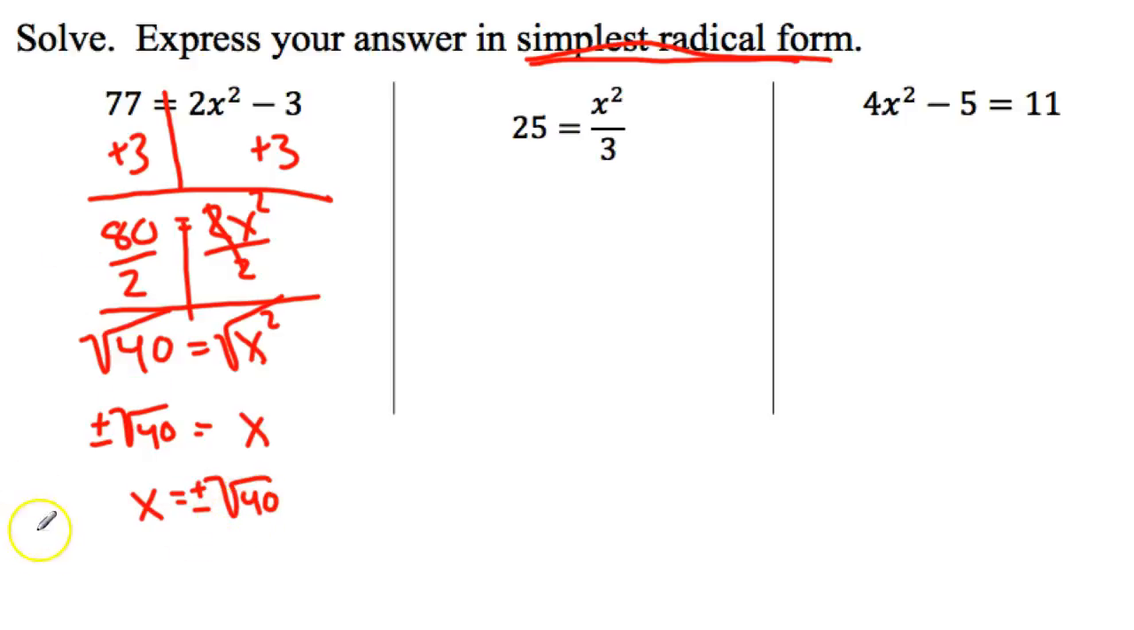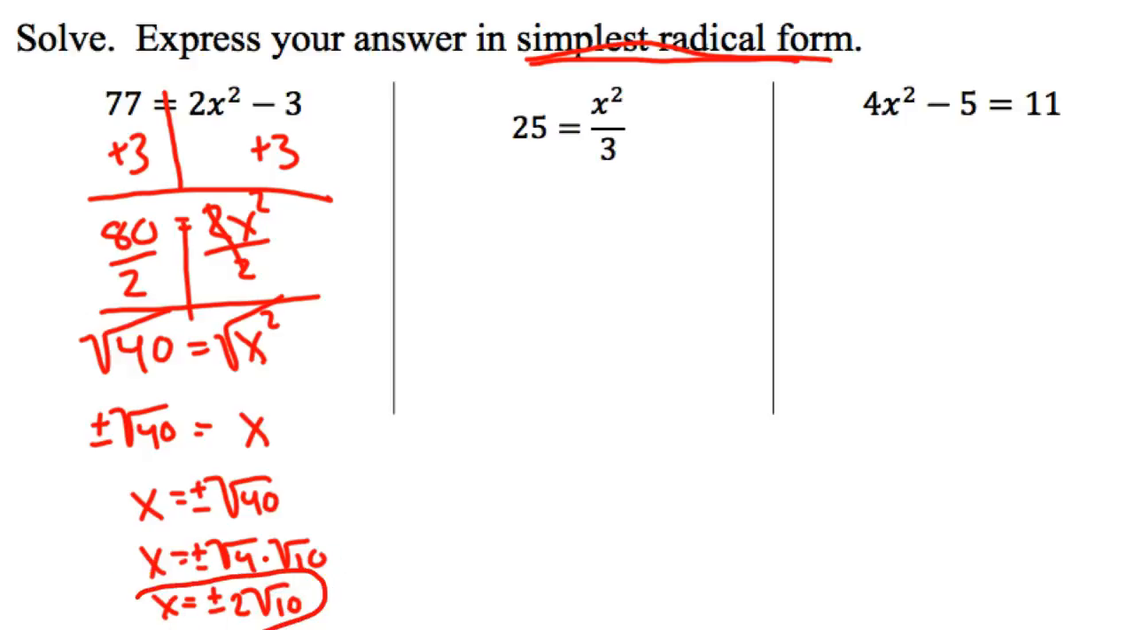Remember, you could draw the number line. I'm thinking the biggest perfect square that goes into 40 is 4. 4 times 10 is 40. So this becomes x equals plus or minus the square root of 4 times the square root of 10. Remember that? And now the square root of 4 is 2. So x equals plus or minus 2 square root 10.